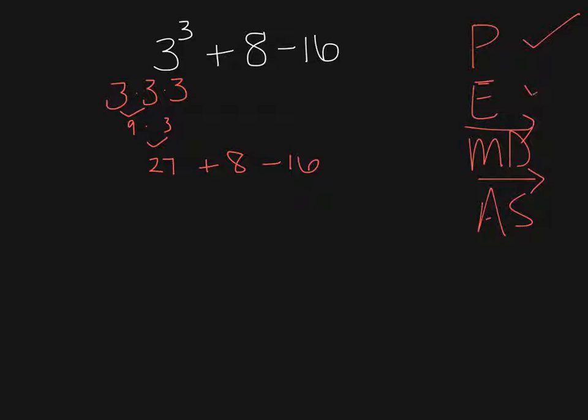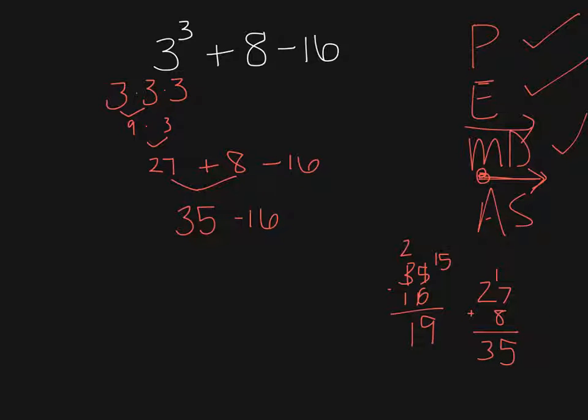Okay, so we're done with exponents. Multiplication and division? Nope. Addition and subtraction? Yes, we have 2 of them. That means we're going to start on the left and go towards the right. So 27 plus 8 is 35. Minus 16 is 19. All right, so then I'll just put a box around my answer right there, and that is our answer. Now we have 2 more that we're going to try together.